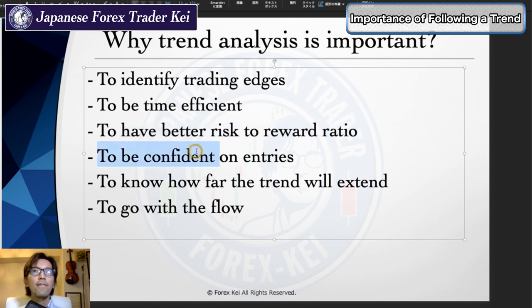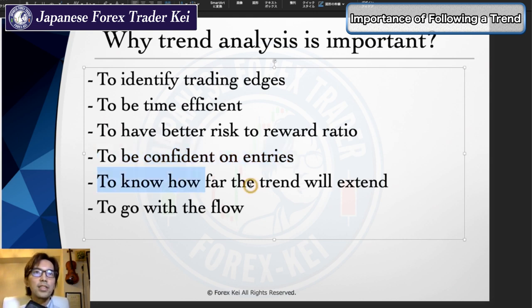And also you can be confident on entries, because when it's on the trend, when it's going up, wherever you buy, you make profit, depending on the circumstances. Wherever you buy, you can run profit. Or when it's going down, wherever you sell, you can make profit. Sometimes it goes backwards, but eventually it keeps going downwards or upwards. So that's the beauty of capturing a trend, because you can be confident on your trades too.